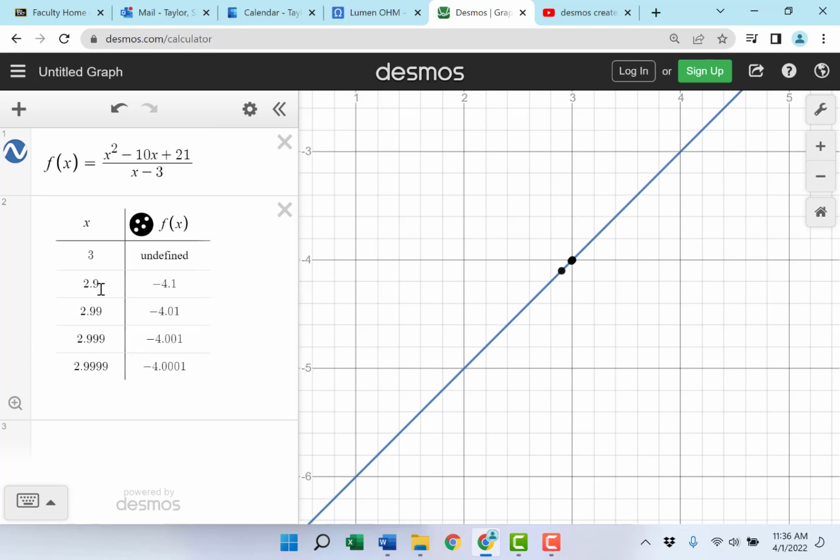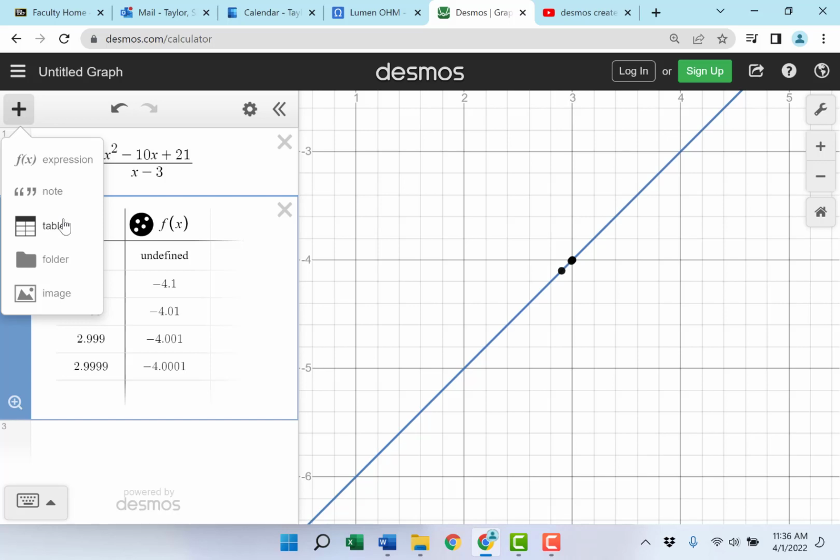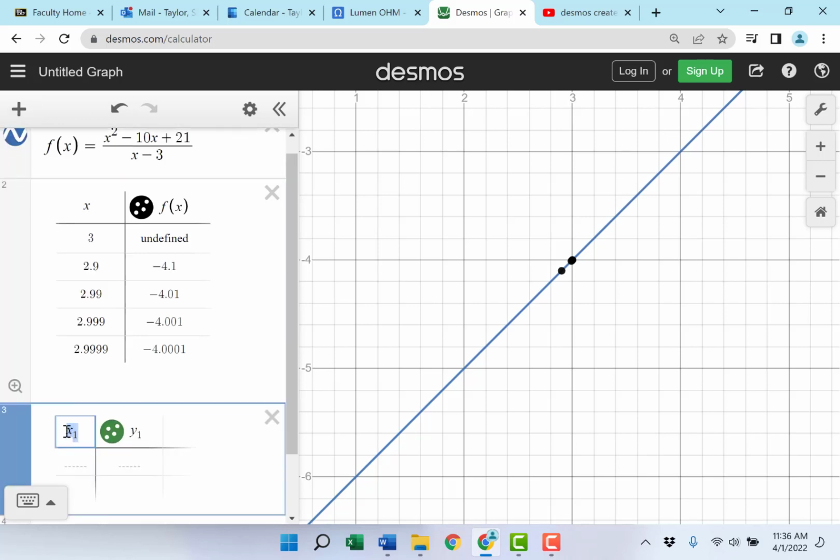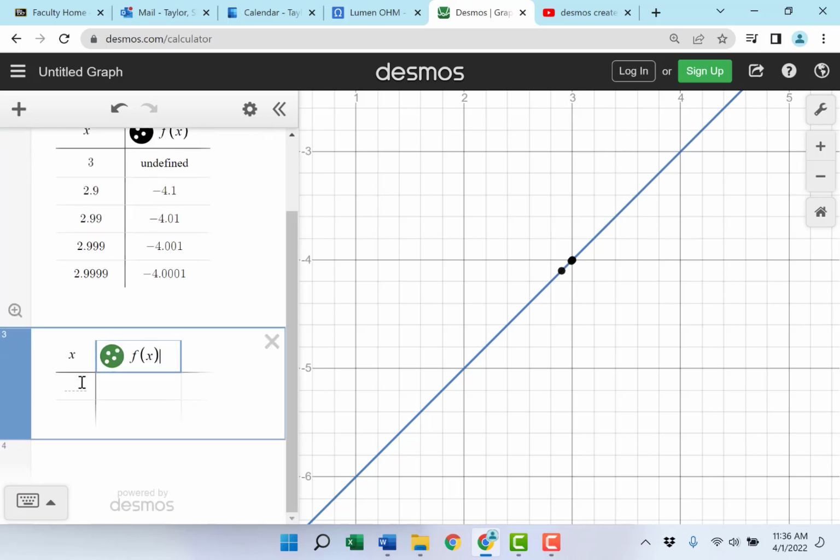Let's do the same thing, but let's explore this from the right side of x equals 3. I'm going to click the plus sign and select table. And again, I'm going to plug in x values and output f of x values. And again, if you like, you could start your table off with that undefined value to remind yourself that it's not defined yet. I'm then going to plug in x values that are just slightly bigger than x equals 3. They're on the right side of x equals 3.